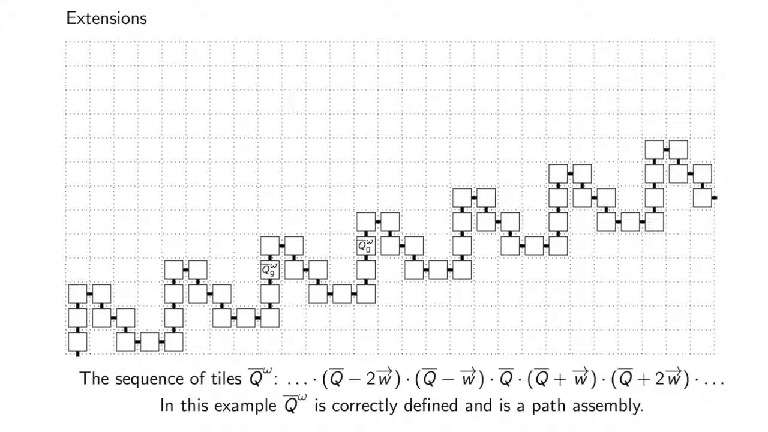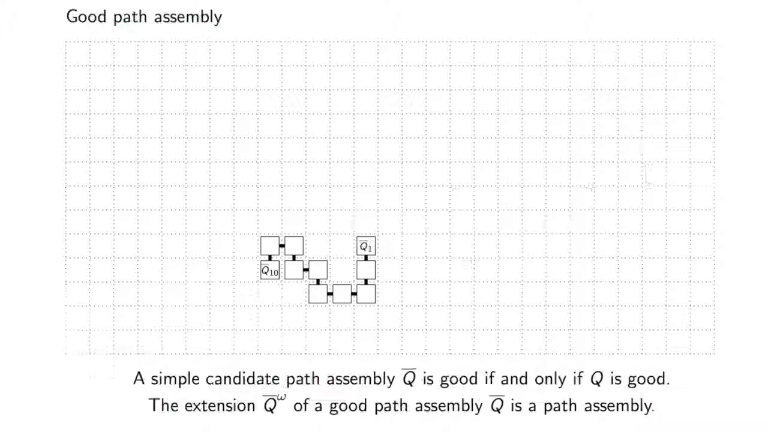A candidate path assembly can be extended into a B-infinite sequence of tiles. Here we represent the extension of Q, which is a B-infinite path assembly called omega Q. The extension of a candidate path is always correctly defined, but it is a path assembly if and only if it is consistent. The four other extensions of a path assembly are defined similarly to what has been done in video 2 on paths. A path assembly P is good if and only if it is simple, it is a candidate and its underlying path is good. In this case, the extensions of a good path assembly are always correctly defined and are always a path assembly.